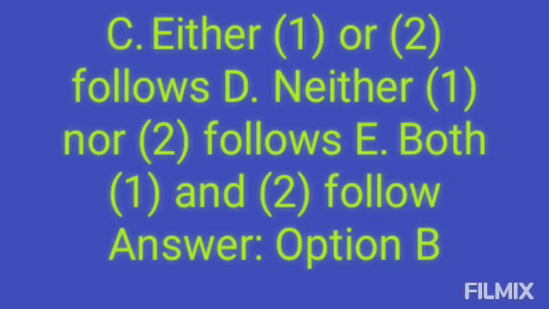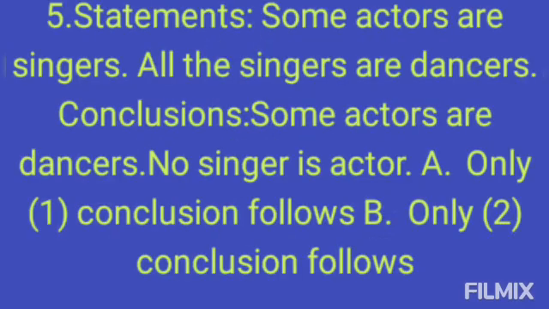Choice A, only one conclusion follows. B, only two conclusions follows. C, either 1 or 2 follows. D, neither 1 nor 2 follows. E, both 1 and 2 follow. What is the right answer? The right answer is option B.